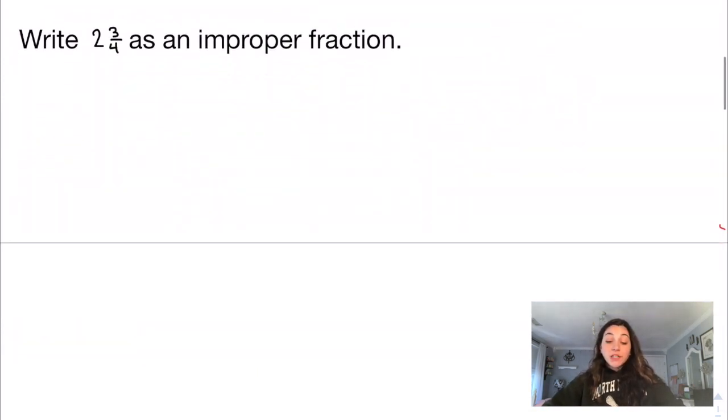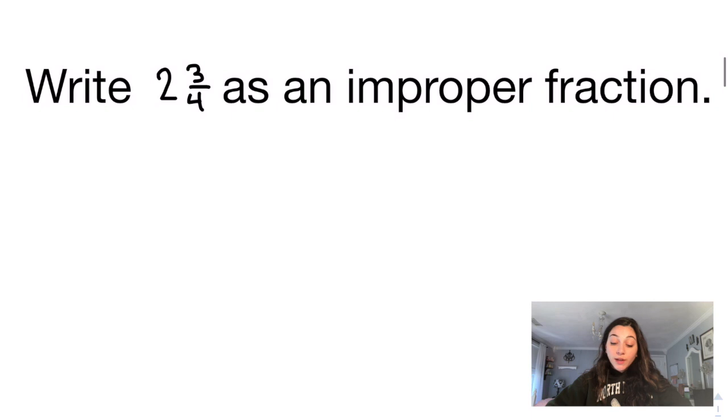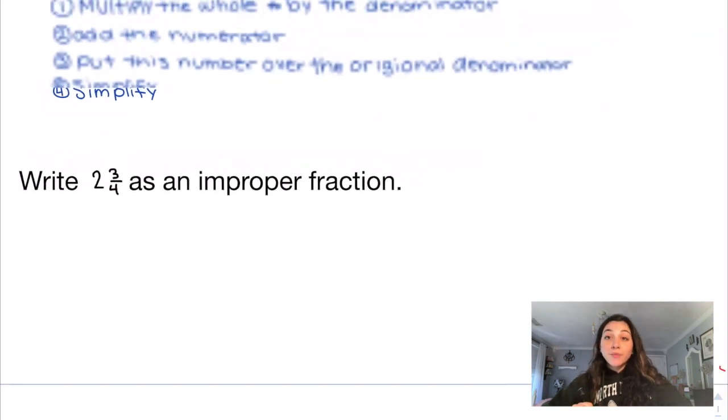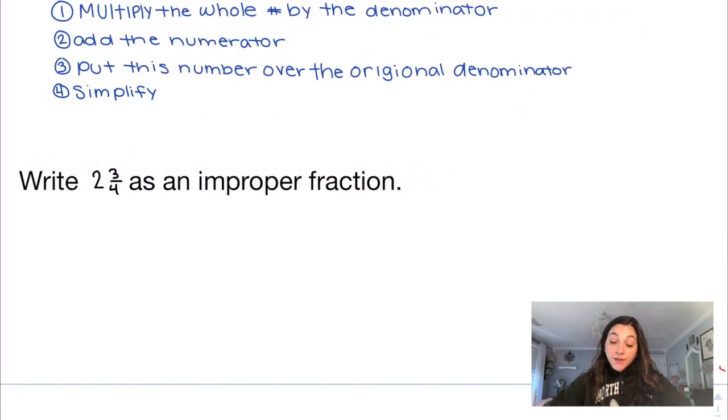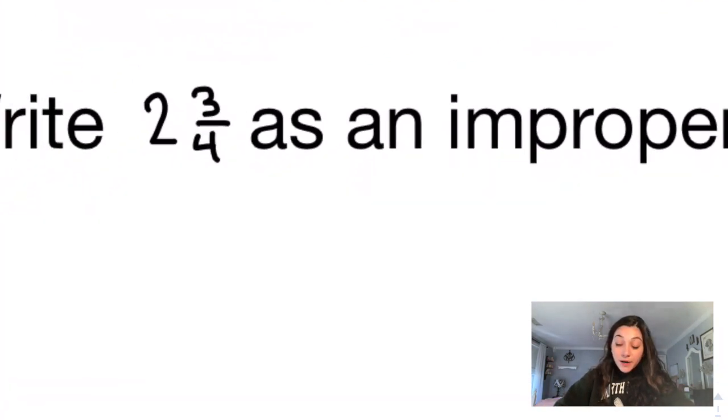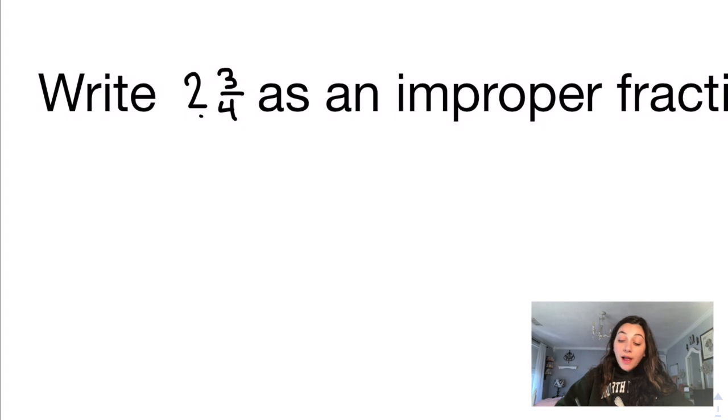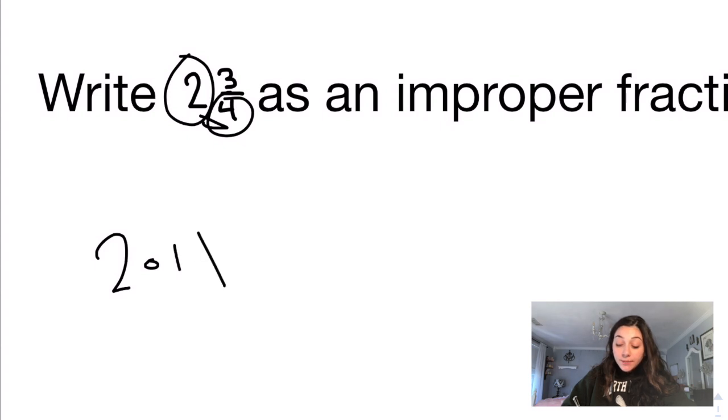So first thing we're going to do is write 2 3/4 as an improper fraction. Going back to the steps, the first thing we're going to do is multiply the whole number by the denominator. So we are going to multiply 2 and 4, the whole number and the denominator. So 2 times 4 equals 8.